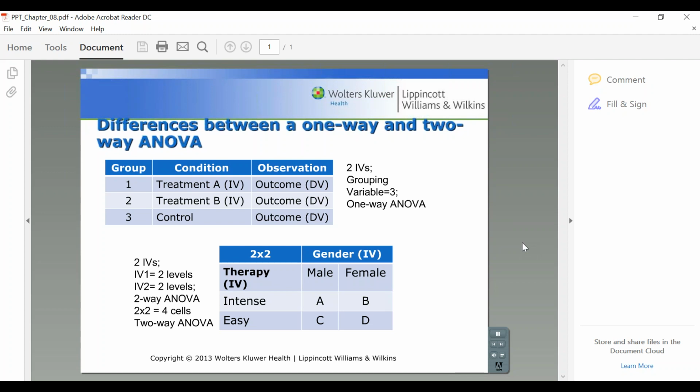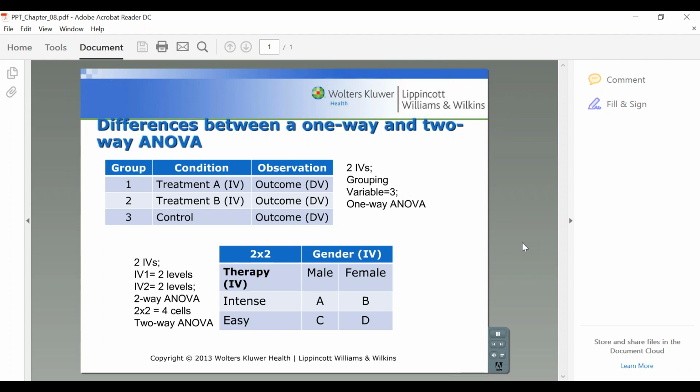So here's an example where there are multiple independent variables, and you still use a one-way Anova. If you look at the bottom right, here's a different example where it would necessitate the use of a two-way Anova. Okay, so in this case, if you notice, there's two independent variables. There's gender, and then there's therapy. Okay, so those are our two independent variables.